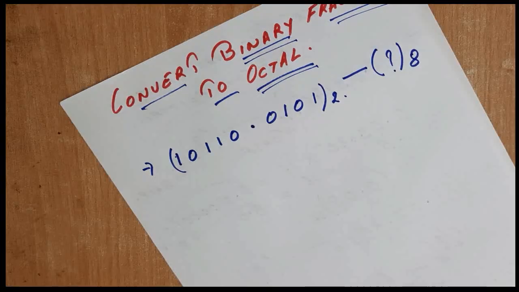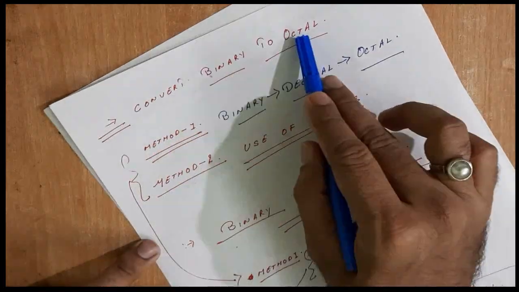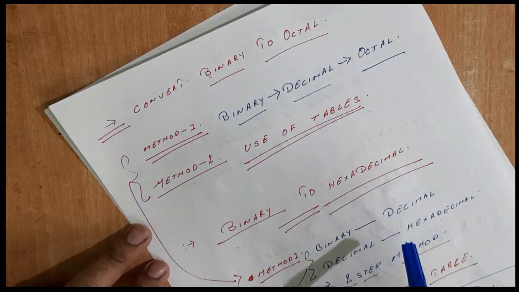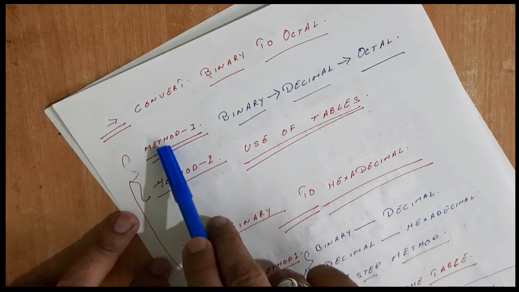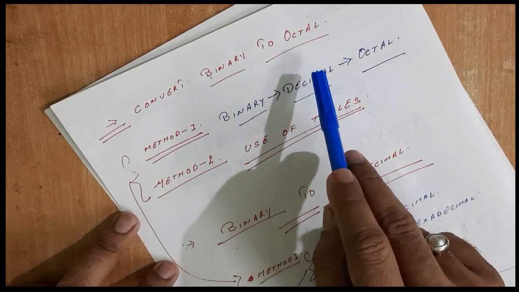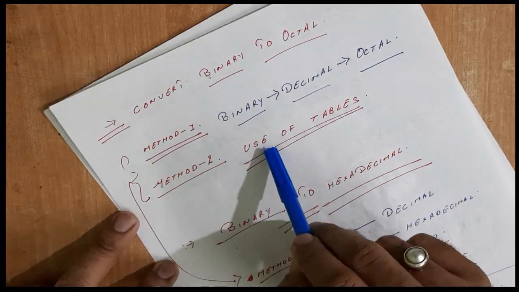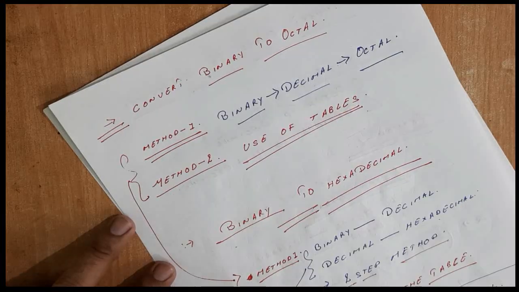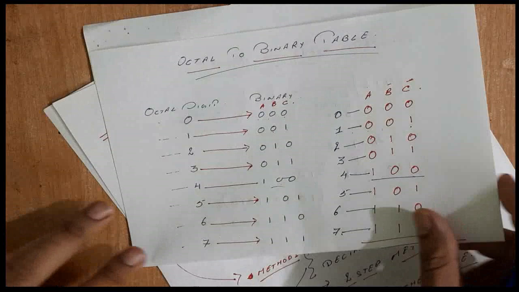to octal. Now students, in the previous videos I have shown you all how to convert binary to octal for the whole number. We have two methods, method number 1 and method number 2. In method number 1, we need to convert binary to decimal, then again decimal to octal. But in method number 2, we will be using a table, and I have taught you all how to prepare the table. I will show you all the table.